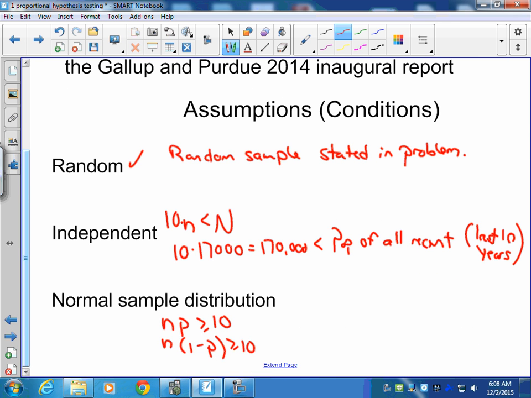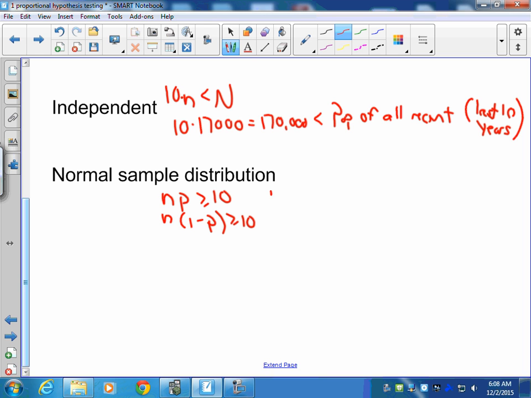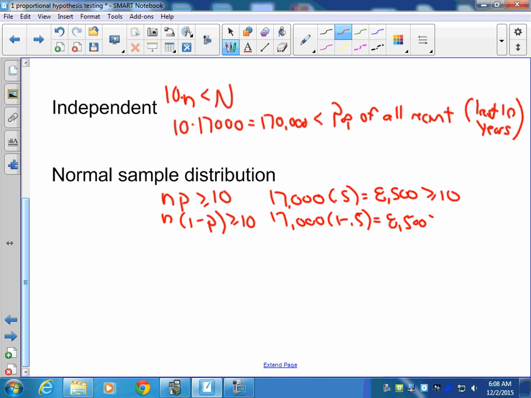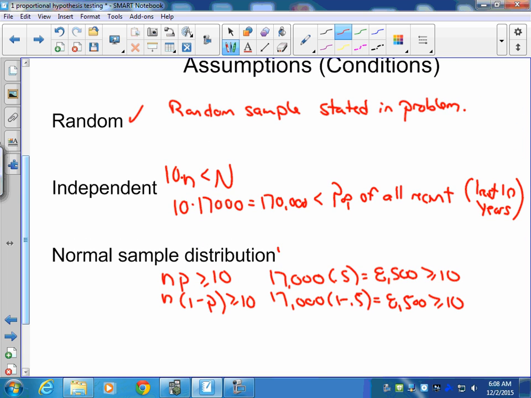We're testing off of the assumed value. So we have 17,000 times 0.5 equals 8,500, which is definitely greater than or equal to 10. 17,000 times 1 minus 0.5 is once again 8,500, which is greater than or equal to 10. So in this case, it doesn't happen in all cases, but in this case, we've verified all three assumptions. So we know that the answer that we get is a very valid answer. It's an answer that we can trust overall.